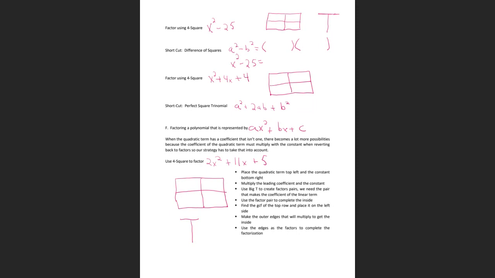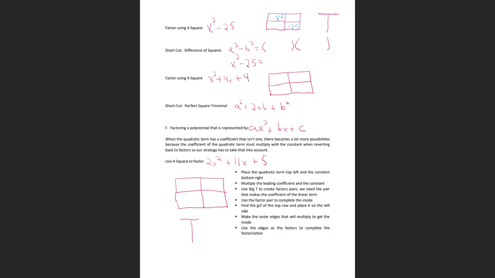If I want to factor x squared minus 25, there's all kinds of ways of doing this. A great organizer, of course, for me is 4 square. So using 4 square, the quadratic term has to go in the top left, and the constant has to go in the bottom right. What's missing is the linear term.